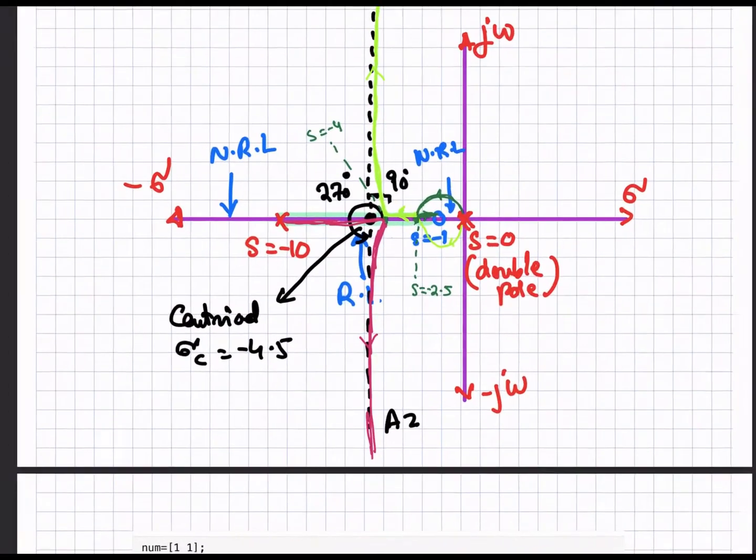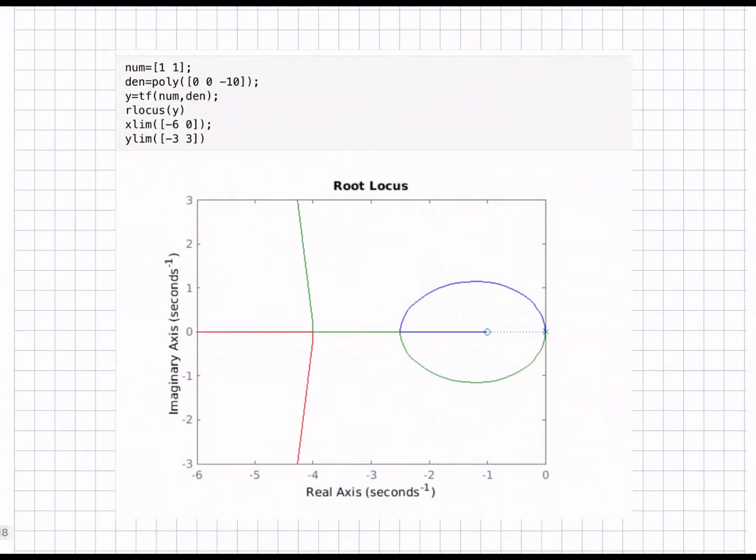Okay, so now let's look at the MATLAB code. Here is the MATLAB code. The numerator is 1 and 1, because if I write down the transfer function, it is s plus 1, and there is one zero in the system, so the numerator will be 1 and 1. And we have s square into s plus 10, so two poles are at 0 and one is at minus 10. So this is the denominator. Then we have defined the transfer function, and then the root locus command, and we have set the limits for the x-axis and the y-axis to observe the root locus properly.